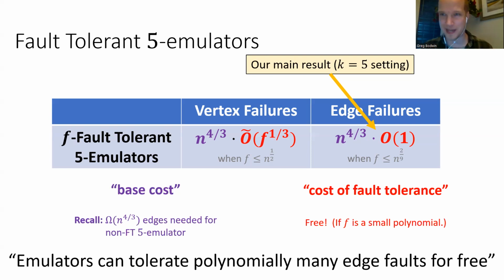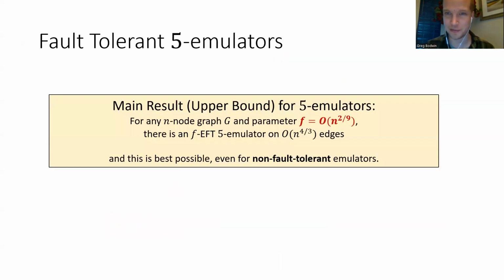So now we can go back to the subtitle of this paper, which is Emulators Can Tolerate Polynomially Many Edge Faults for Free, and point at what it means. It's pointing at the fact that the extra factor that you pay is actually independent of F. It's just a constant. Okay, so I think this is kind of surprising.